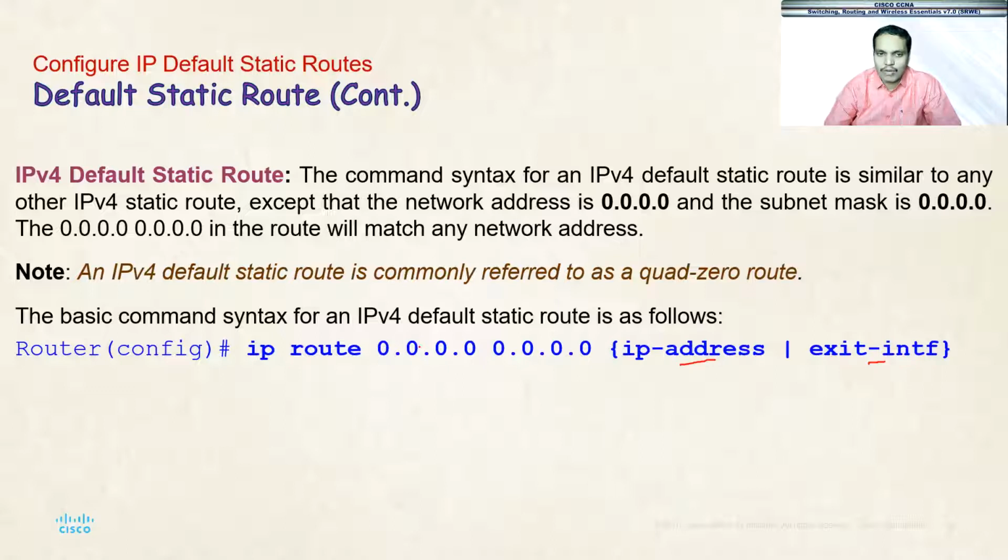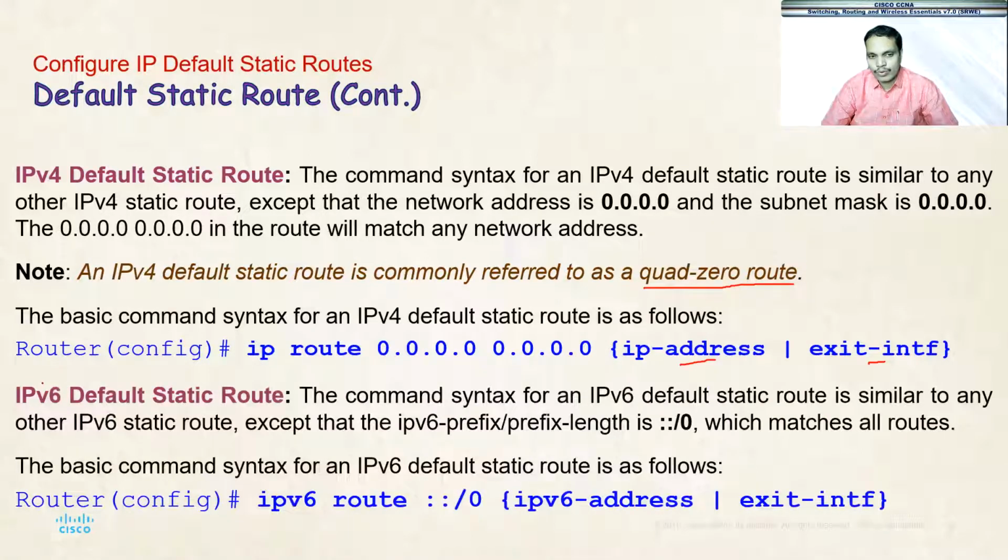If you ask me why we are specifying all zeros, you have to remember that the destination address of the packet need not match anything. So if there is no match in your routing table, the default static route will automatically come into play. This is also referred to as a quad zero route. This is the basic command syntax for issuing an IPv4 default static route. We mention all zeros. Similarly, along the same lines, we have to do it for IPv6 also. For IPv6 we mention all zeros like this, ::/0.